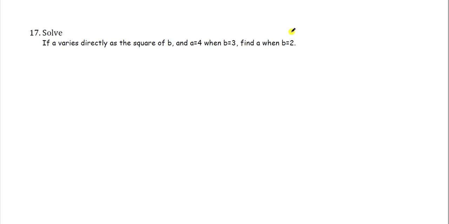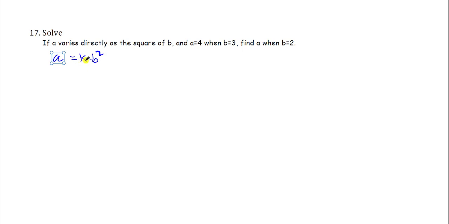The next question, you are solving this word problem. If a varies directly as the square of b, find the value of a when b is 2, given this data point. So a varies directly as the square of b. This statement right here tells you that a equals k times b squared.